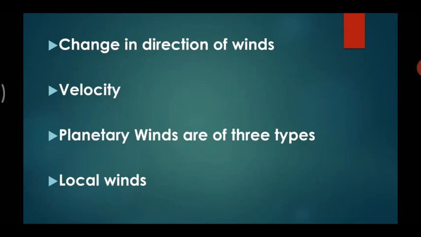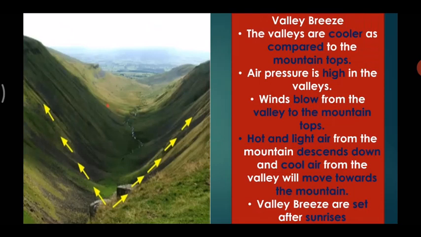Now let us move further with the chapter. Next is valley breeze. Now you can see in this picture, can you see this picture? This picture is about a mountain. Between the two mountains, here is the valley. You can see there are two mountains and that way which is there in between, that is called as valley.